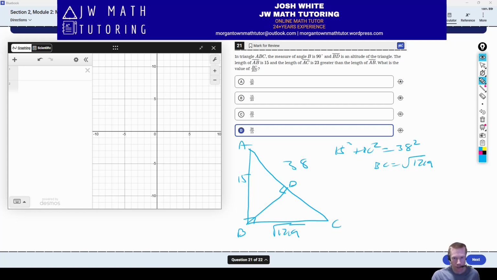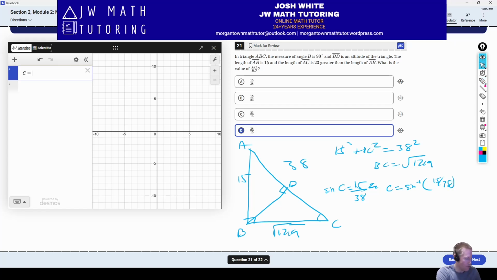So what I'm going to do is I'm going to first find the measure of angle C by noting that. Let's see, no, I don't want the tangent. I want to use a sine because I want to use the two given values. So I know that sine of C is equal to the opposite, which is 15, over the hypotenuse, which is 38. So C is equal to inverse sine of 15 over 38.